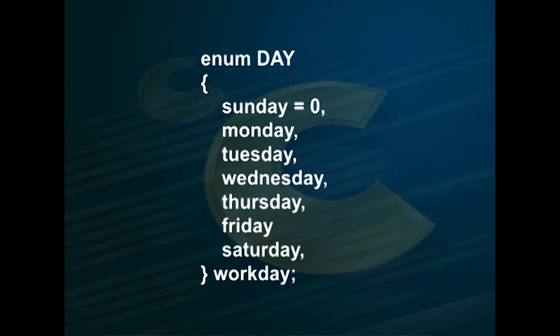For example, enum day {Sunday = 0, Monday, Tuesday, Wednesday, Thursday, Friday, Saturday} workday. Here we define a variable workday of type day. The day can take one of the 7 values from 0 to 6 or from Sunday to Saturday. By default, the first identifier always gets the value 0. From there onwards, the values are incremented by 1 each. Saturday corresponds to the integer value 6.